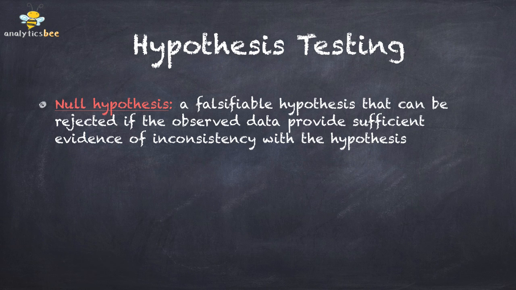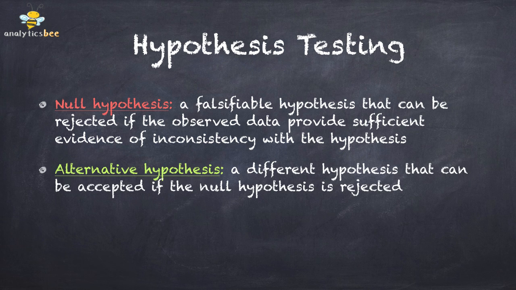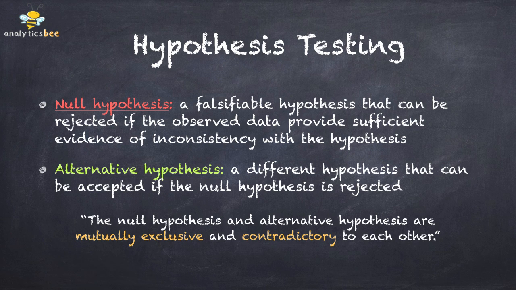The null hypothesis is a falsifiable hypothesis that can be rejected if the observed data provide sufficient evidence of inconsistency with the hypothesis. The alternative hypothesis is a different hypothesis that can be accepted if the null hypothesis is rejected. Please note that the null hypothesis and the alternative hypothesis are mutually exclusive and contradictory to each other.